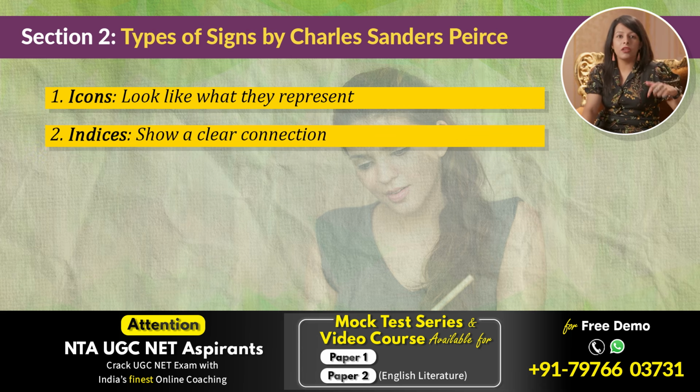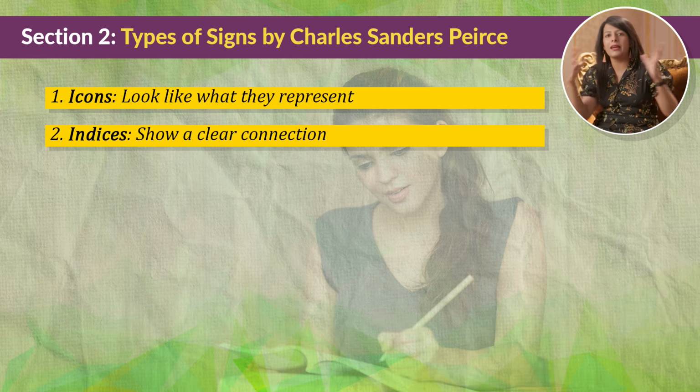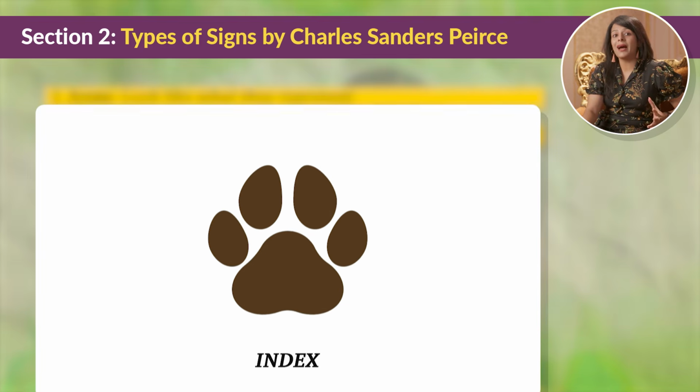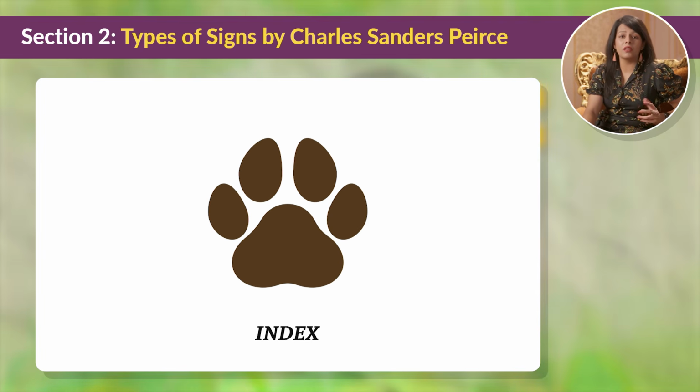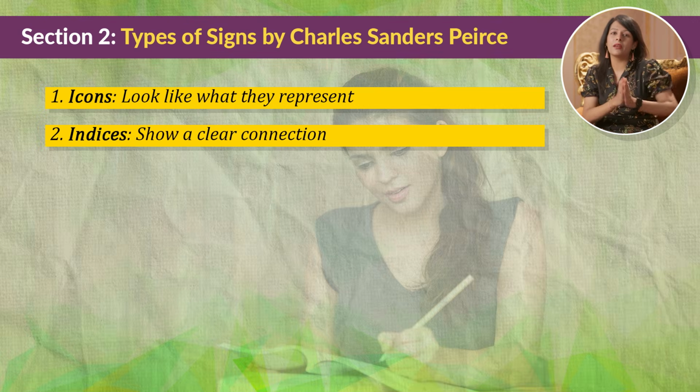Next comes indices or index signs. These have a direct connection to what they represent. Imagine seeing dog paw prints on the ground. Those prints are indices. Why? Because they clearly tell you that a dog was there. There's a cause and effect or direct link between the sign and the thing it shows.